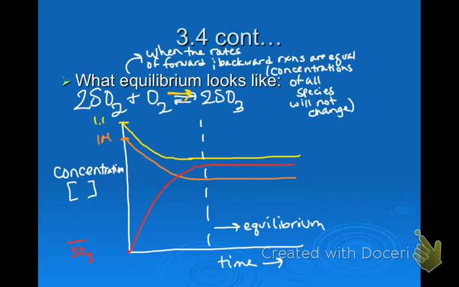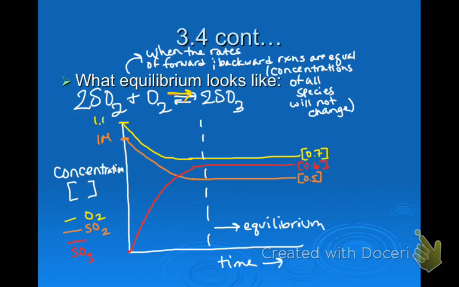So we could even make a guess as to what those concentrations are. Let's say orange is your SO2, and let's say the concentration of SO2 right here looks like it's right around 0.5. And your O2 is maybe 0.7. And your SO3 is 0.6. Just rough estimates there.